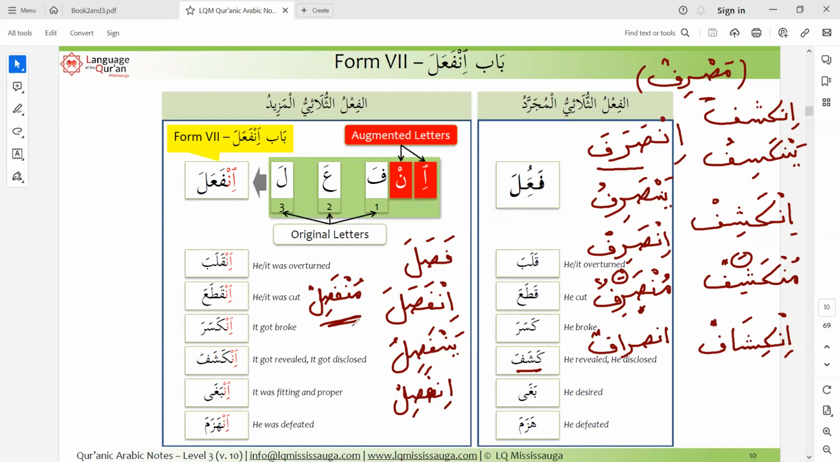Similarly, we have Fatain, Qalabain. Now we will see inhazama. Allahumma munzil al-kitab sari al-hisab ihzim al-ahzab. So hazama yahzimu means to be defeated, and inhazama means it was defeated. So inhazama yanhazimu, inhazim, munhazimun, munhazamun, inhizamun. This is going to be the masdar. We'll take a couple of verbs. So shaqqa. What does shaqqa mean?